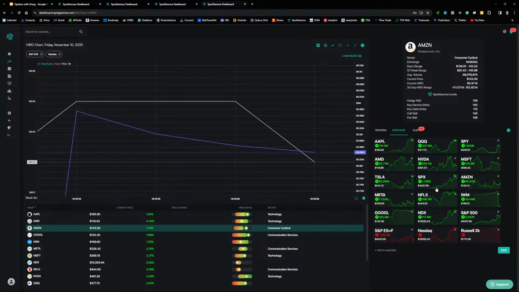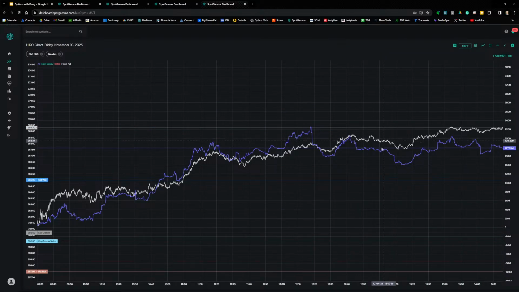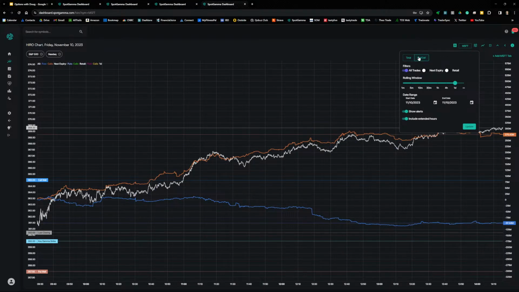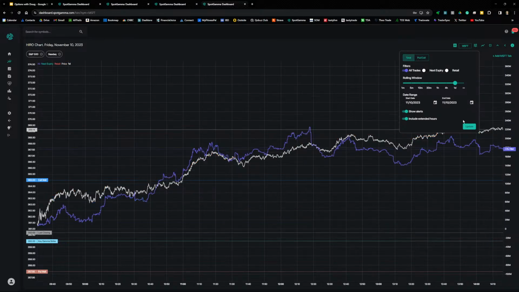Next is Microsoft. And you could really pick any of these, and the behavior is pretty similar. Microsoft breached its call wall at 365. Call buyers again in charge, driving price higher. That's shown by the rising orange line. When traders buy calls, market makers sell the calls, and they have to buy stock to hedge their delta exposure. Let's go take a look at Bookmap.